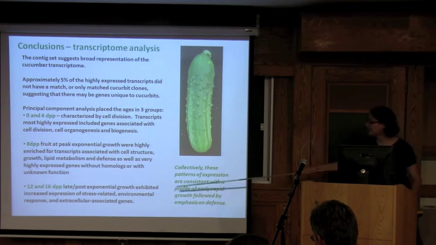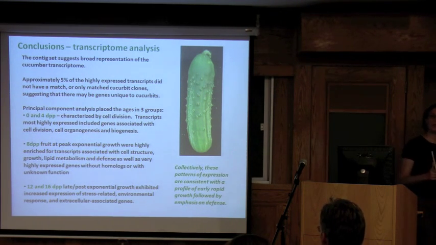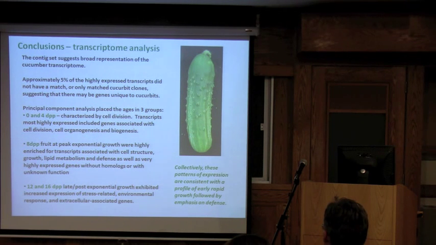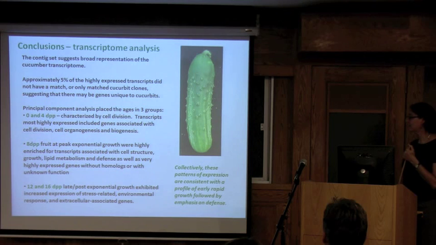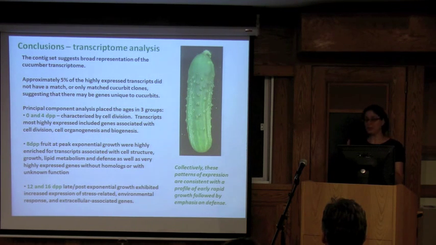And finally, at 12 and 16 days post-pollination, the late or post-exponential growth exhibited increased expression of stress-related and environmental response and extracellular associated genes. So collectively, these patterns of expression are consistent with a profile of early, rapid growth followed by an emphasis on defense.